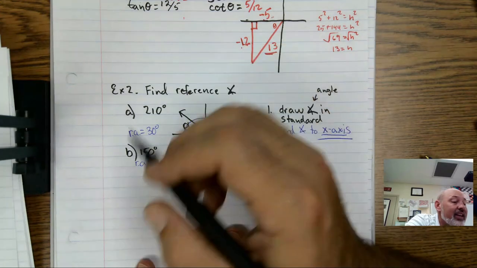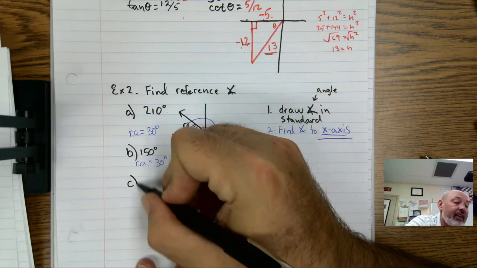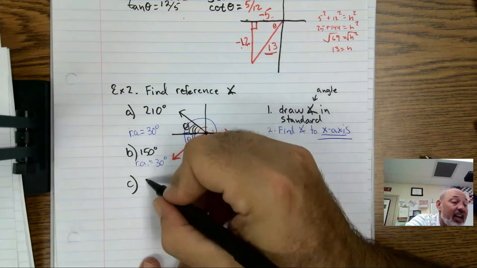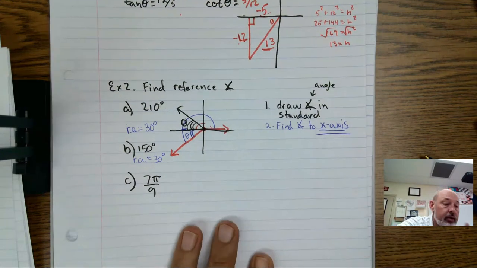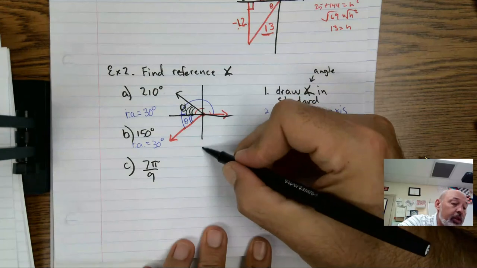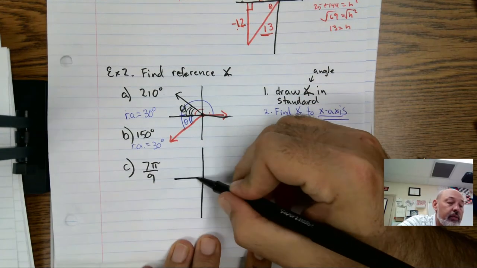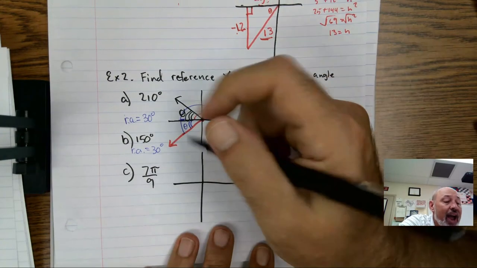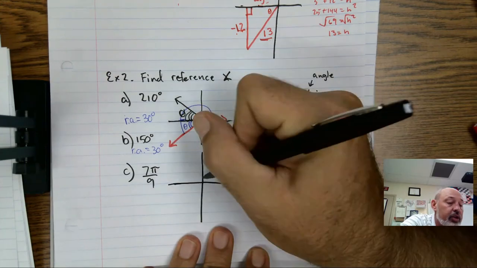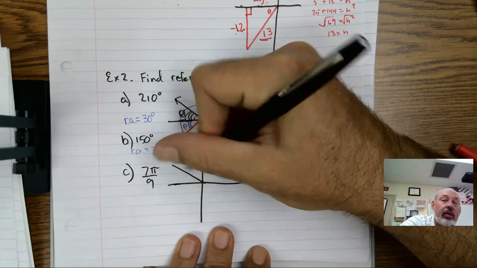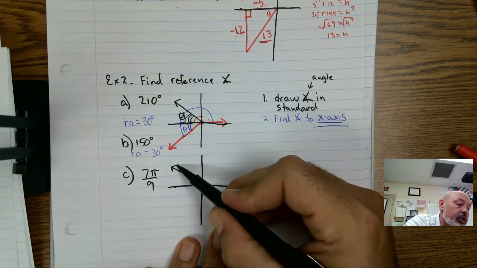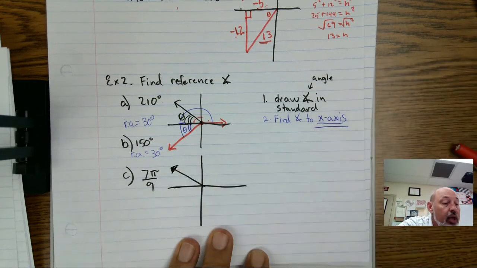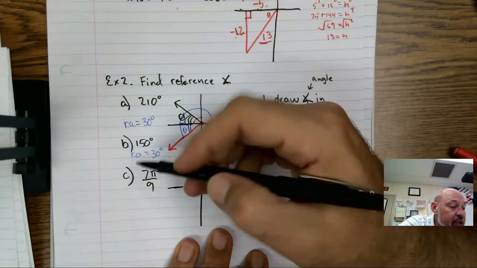Now it's a little bit trickier if I give it to you in radians. Let's say I give you an ugly angle like 7 pi over 9, and you're like, I don't know what that is. Well, step one, draw it in standard position. You know where 9 pi over 9 is, would be here. So it's somewhere here. It's definitely going to be in quadrant 2. So what you have to do, because we know this is pi, right?